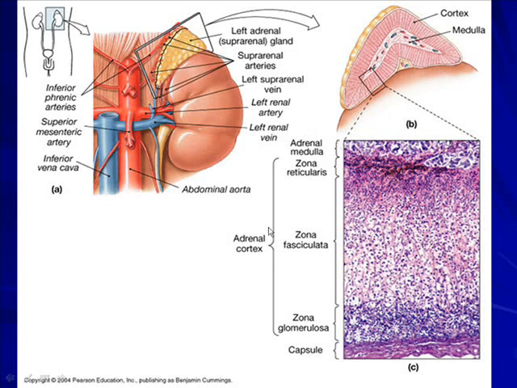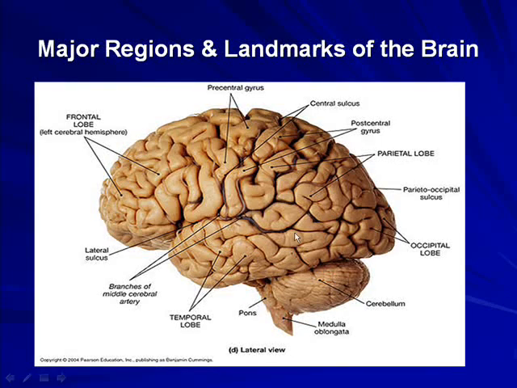The adrenal cortex itself is divided into 3 portions, which you should be able to identify: the zona reticularis, the zona fasciculata, and the zona glomerulosa. Some other gross anatomical structures will be included on this lab.